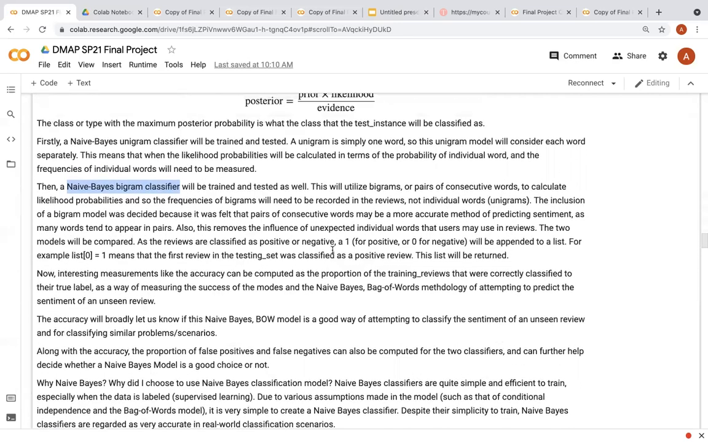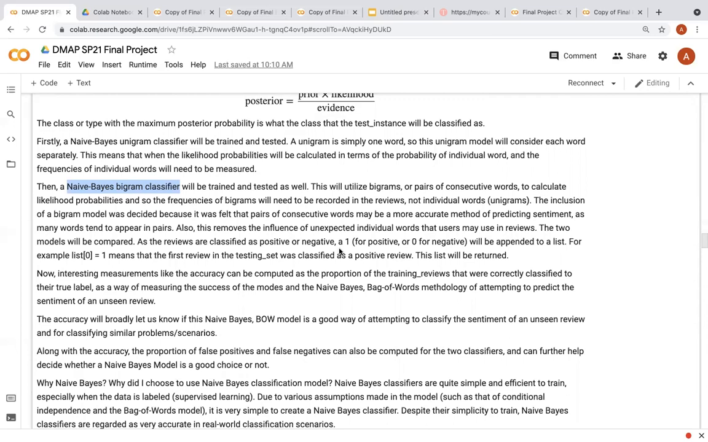The reason I did that, my hypothesis was that maybe a bigram classifier would be more accurate because it's picking up certain groups of two words that show up, and I think there might be groups of two words that tend to show up in reviews of similar sentiment.